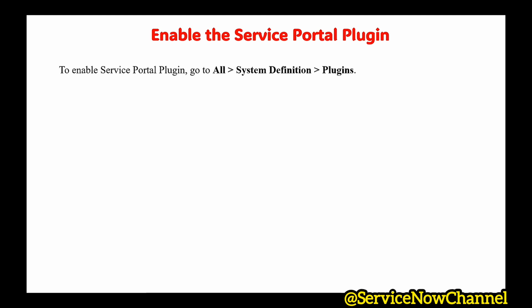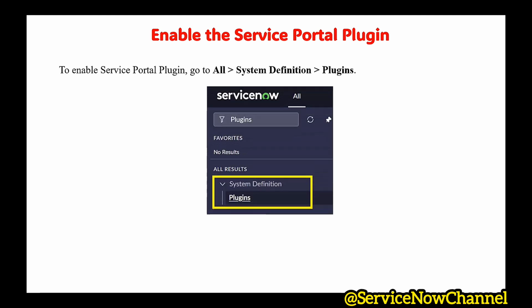To enable the Service Portal plugin, you need to go to System Definition in the All navigation. Under System Definition, you can see Plugins. If you open that, you will get a collection of plugins. There you just search for Service Portal, and you will get some recommendations based on your keyword. In that, you need to activate the plugin if it is not enabled. If it is enabled, you can ignore that.